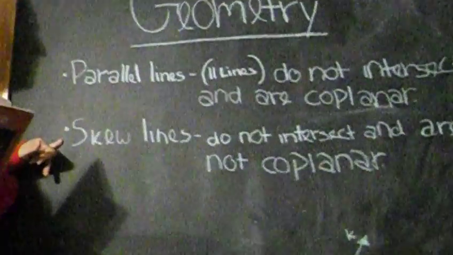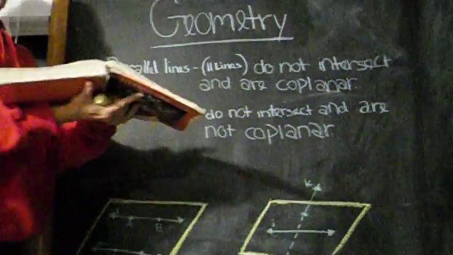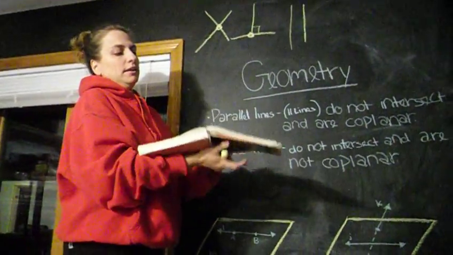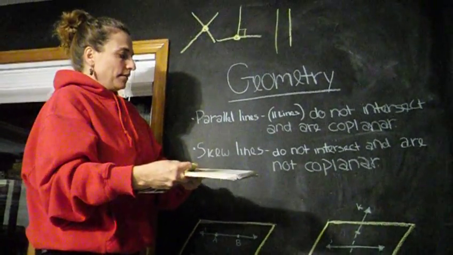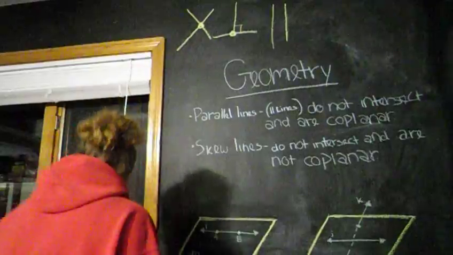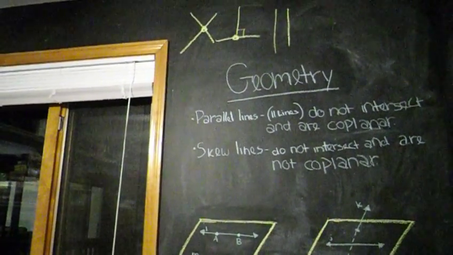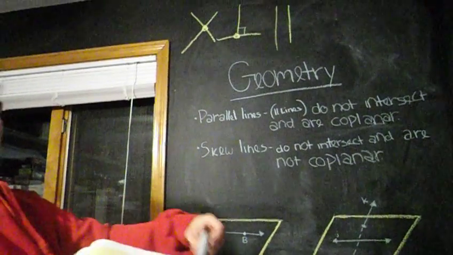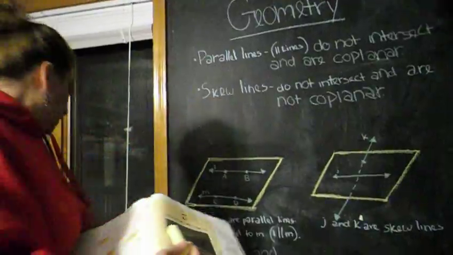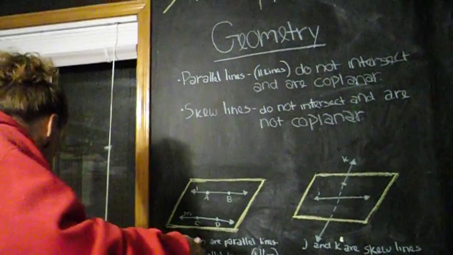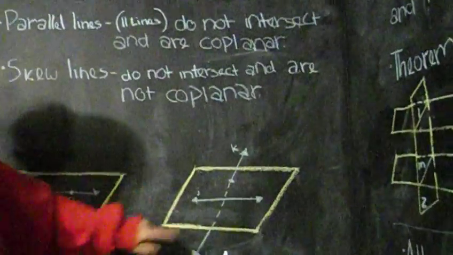Skew lines don't intersect and are not coplanar. So let's say I have a plane right here, and we'll say this is a line on the plane, and then I just have some random line. I'm just going to use another piece of chalk, okay? Some random line that's just coming up like this, and it's on some other plane. That's a skew line. I know that's hard to understand, but there is a picture. Ooh, chalk broke. Drawn by Jackie right here.